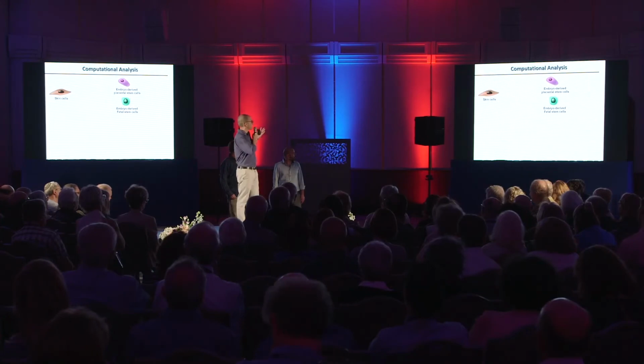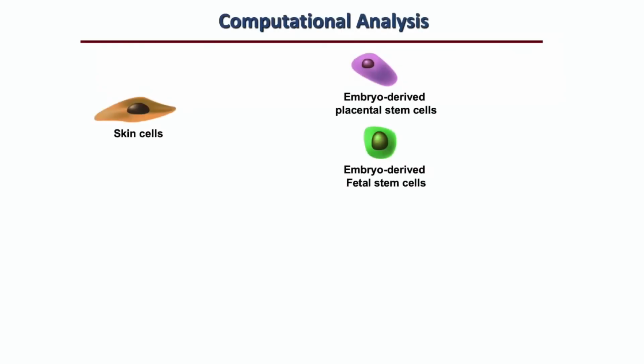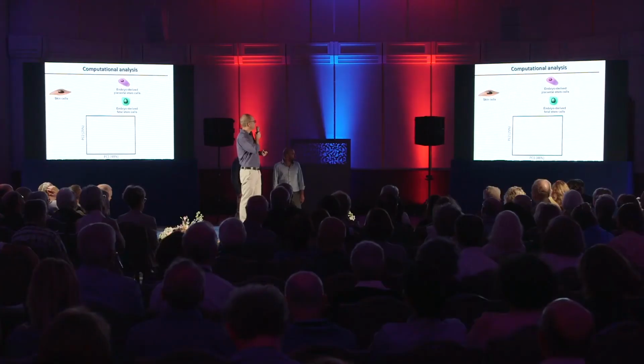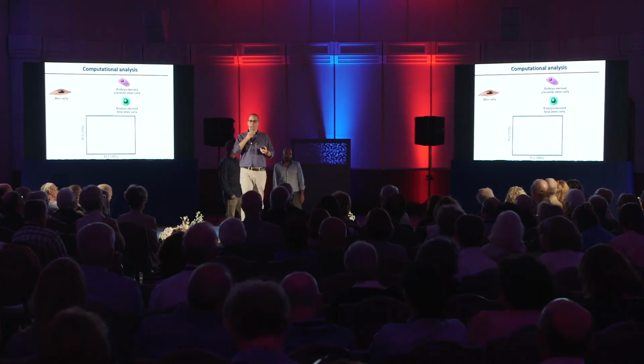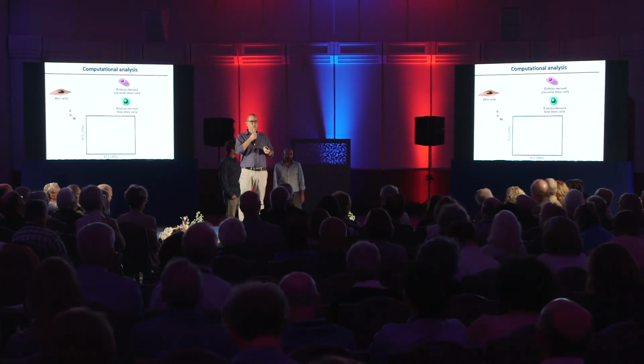So again, what we did, we had the skin cells, and then we have the embryo-derived placental stem cells and the embryo-derived fetal stem cells. So those are cells that we know make the embryo. And now we wanted to use genomics as a microscope that allows us to look at what's going on inside the cell. And then we did these experiments, and we basically mapped all the different cells into some abstract mathematical space. The graph represents an abstract mathematical space where you can see that all the different experiments with the skin cells, they all cluster together. So this suggests that the inside of the cell is similar.